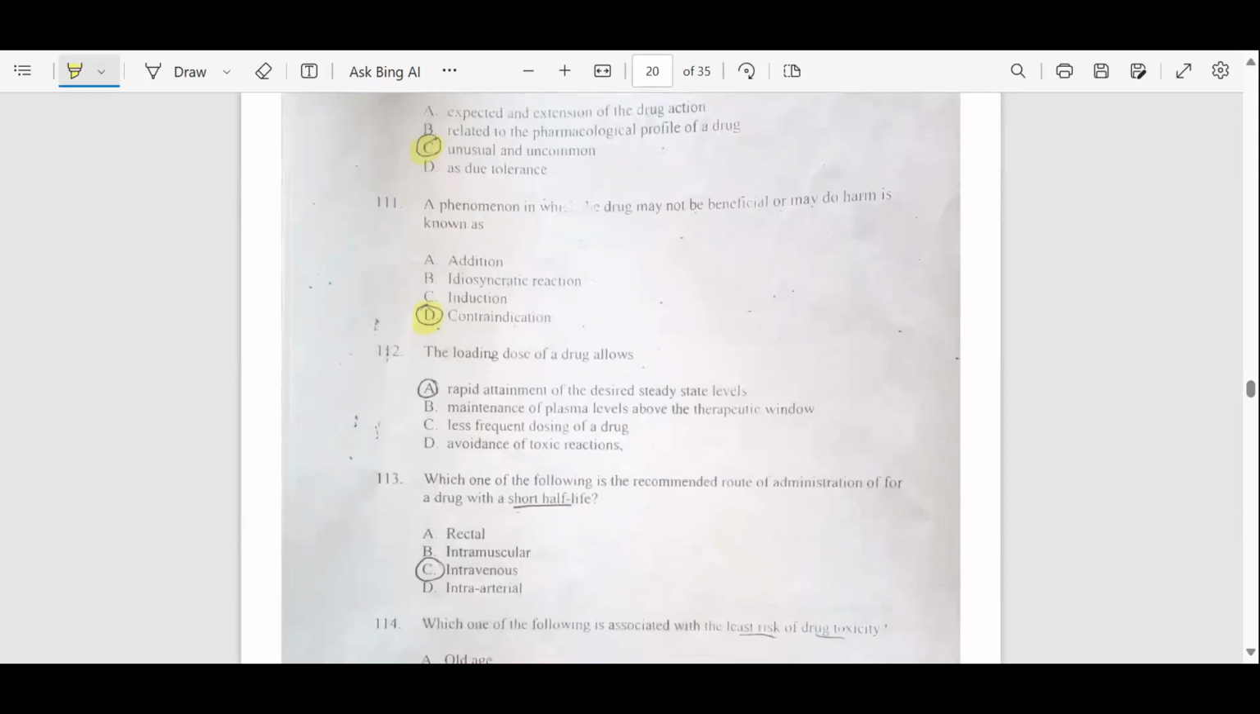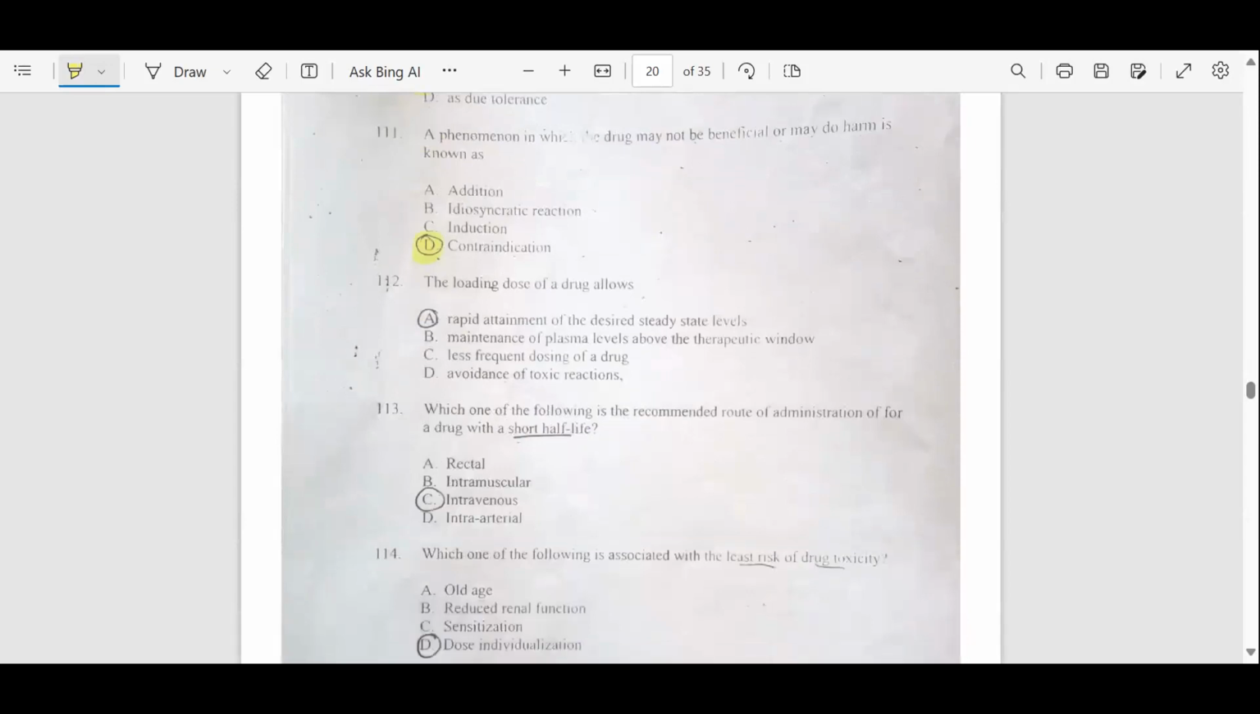But I think, anyone also, sorry? Contraindication do have some harm or benefits. You're saying that with contraindication, some of them are beneficial, some of them have harm. Oh yeah. Yeah, so I'll go with D.